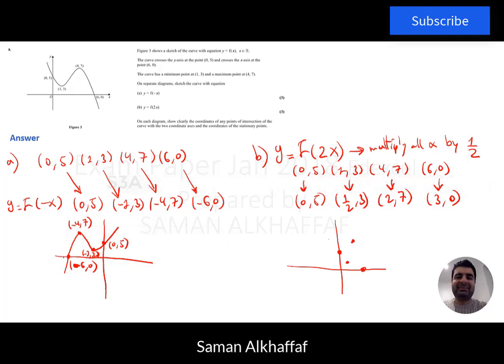So this is how the sketch would look based on the function of 2x. Here we have (2, 7), we have (3, 0), and we also have (half, 3), and also (0, 5). And this will be our answer for part B of this question.